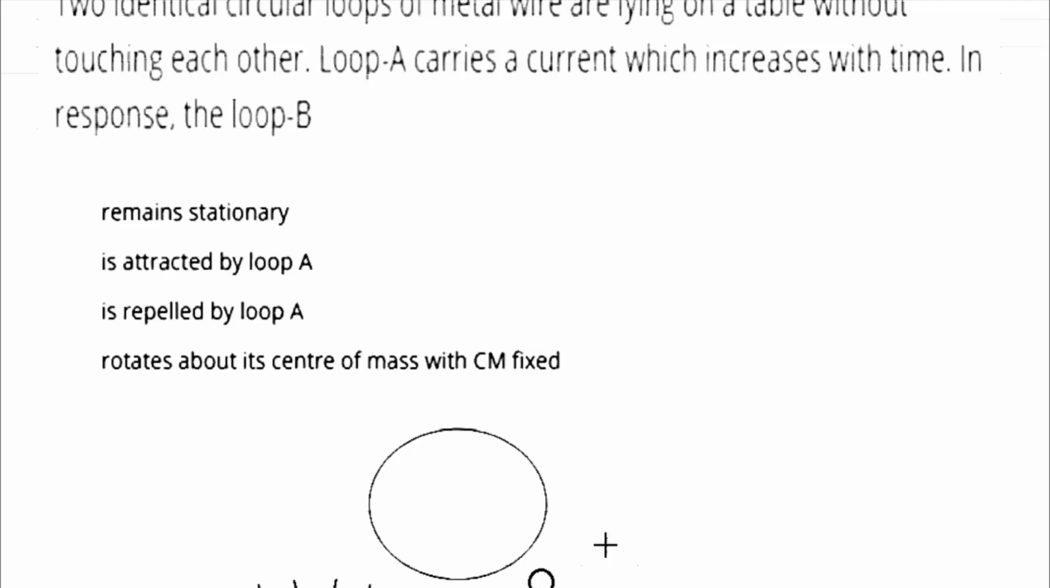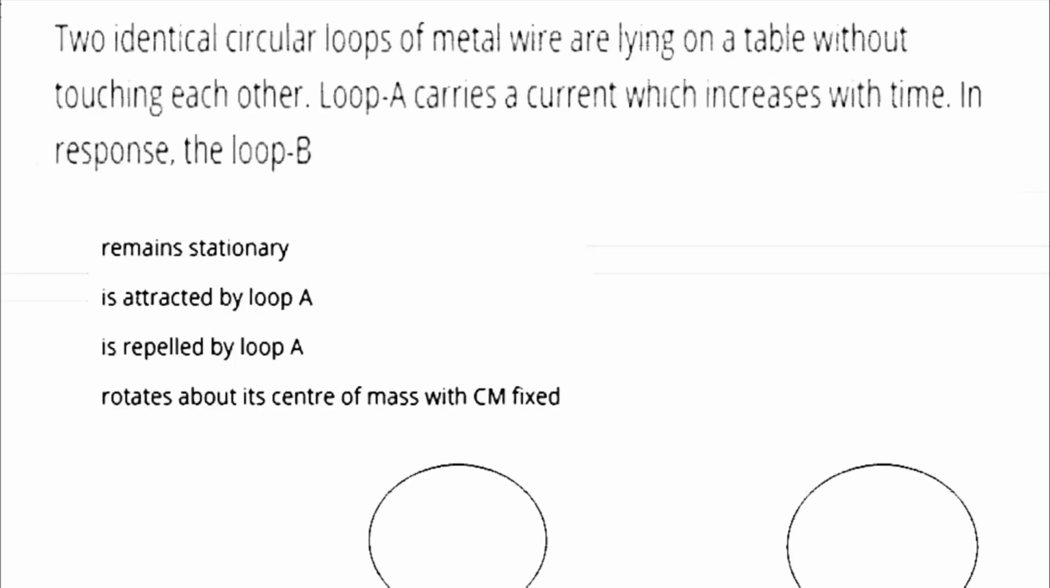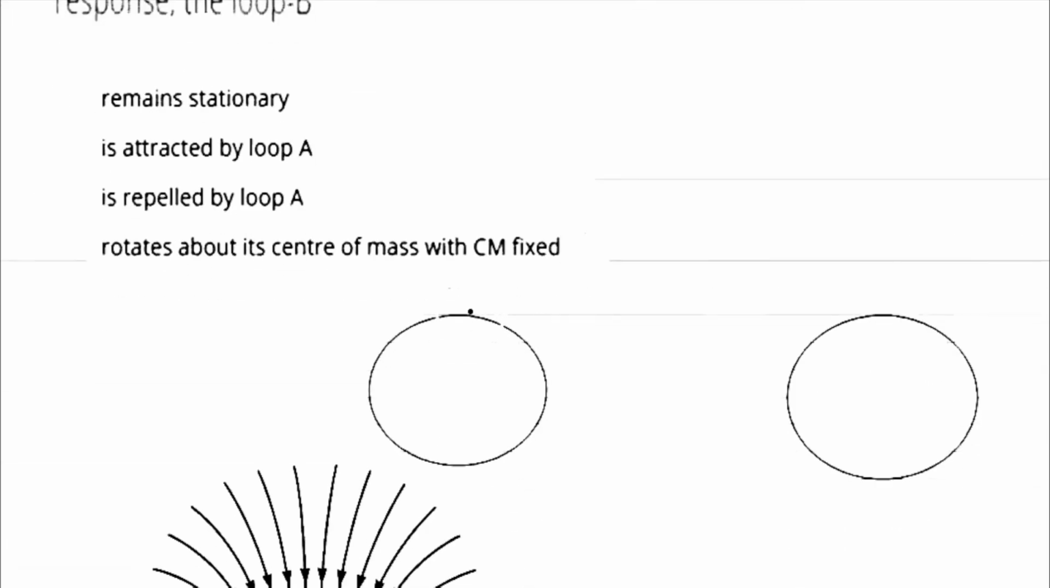If I say this is the loop A and this is the loop B, right? And it is said in the question that in loop A the current increases with time. So when the current increases in this loop with time, what will happen? Let's say the current is in this direction, then if you curl your fingers, you will get the flux in the upward direction. So if the flux here is upward, you can imagine the flux in this loop will be inward, because it will be going like this, right? So here the flux will be inward.